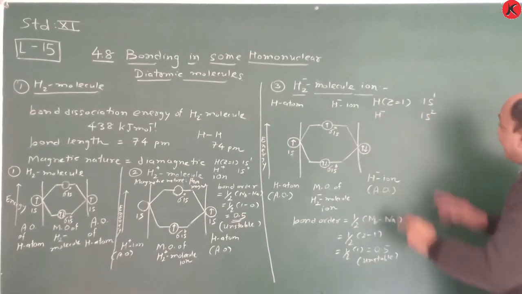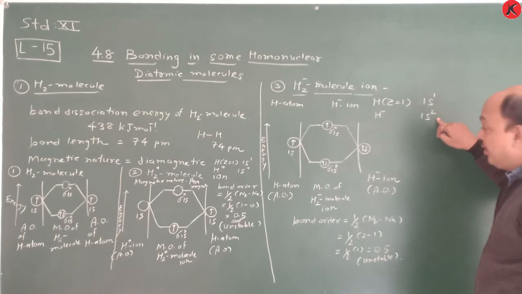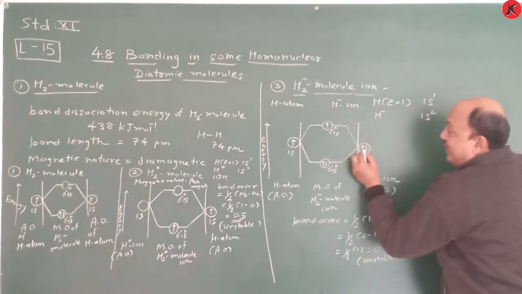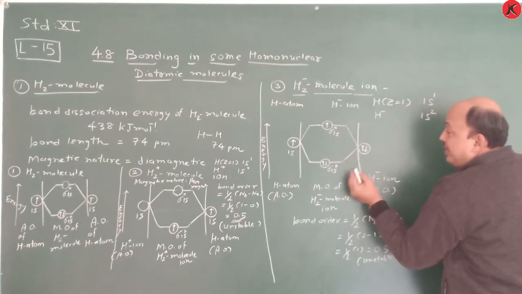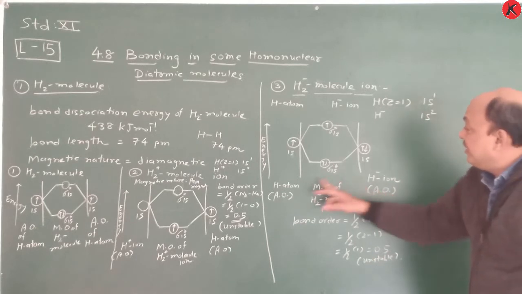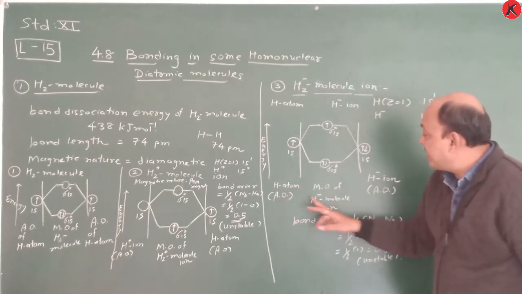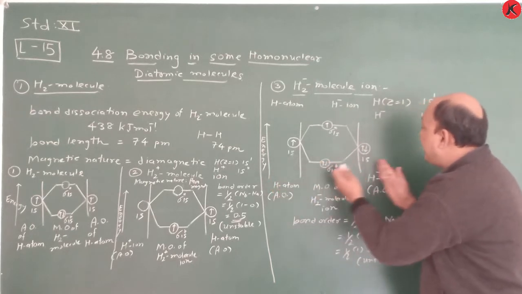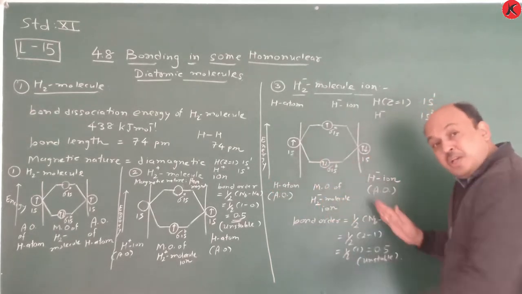Because one electron is entered here in one 1s orbital, so two electrons are there. You see, one electron here and two electrons here in this particular H minus ion. This is the hydrogen atom's atomic orbitals, and this is a molecular orbital. Remember, here this is an atomic orbital, and here a molecular orbital.